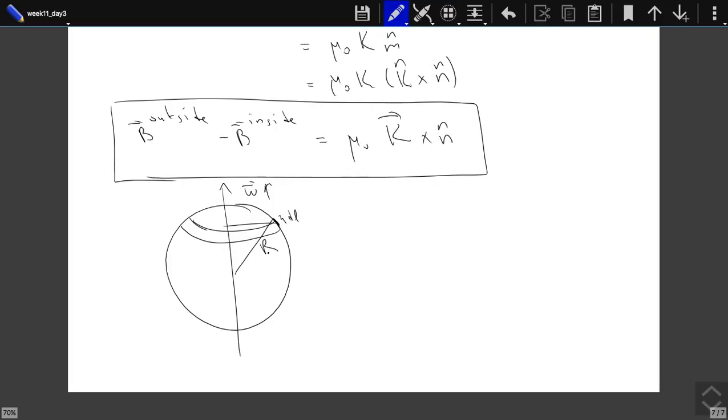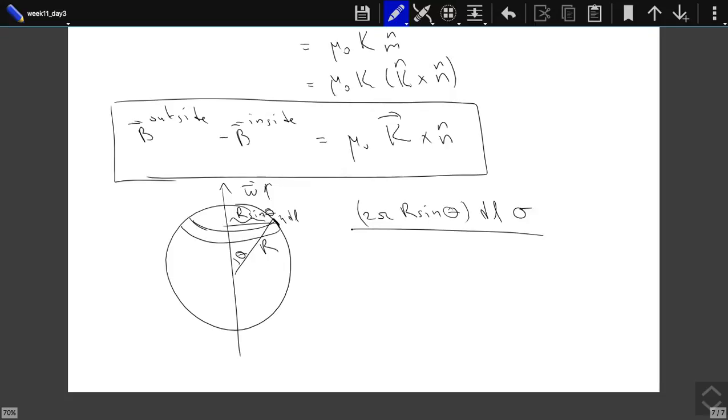you see, this is r. If we call this angle theta, this length is r sine theta. Now, the area of that ring is 2 pi r sine theta. This is the circumference of the ring. If I multiply it with the thickness, this is the total area of the ring. If I multiply by the charge per unit area, sigma, this is the total charge of that ring.